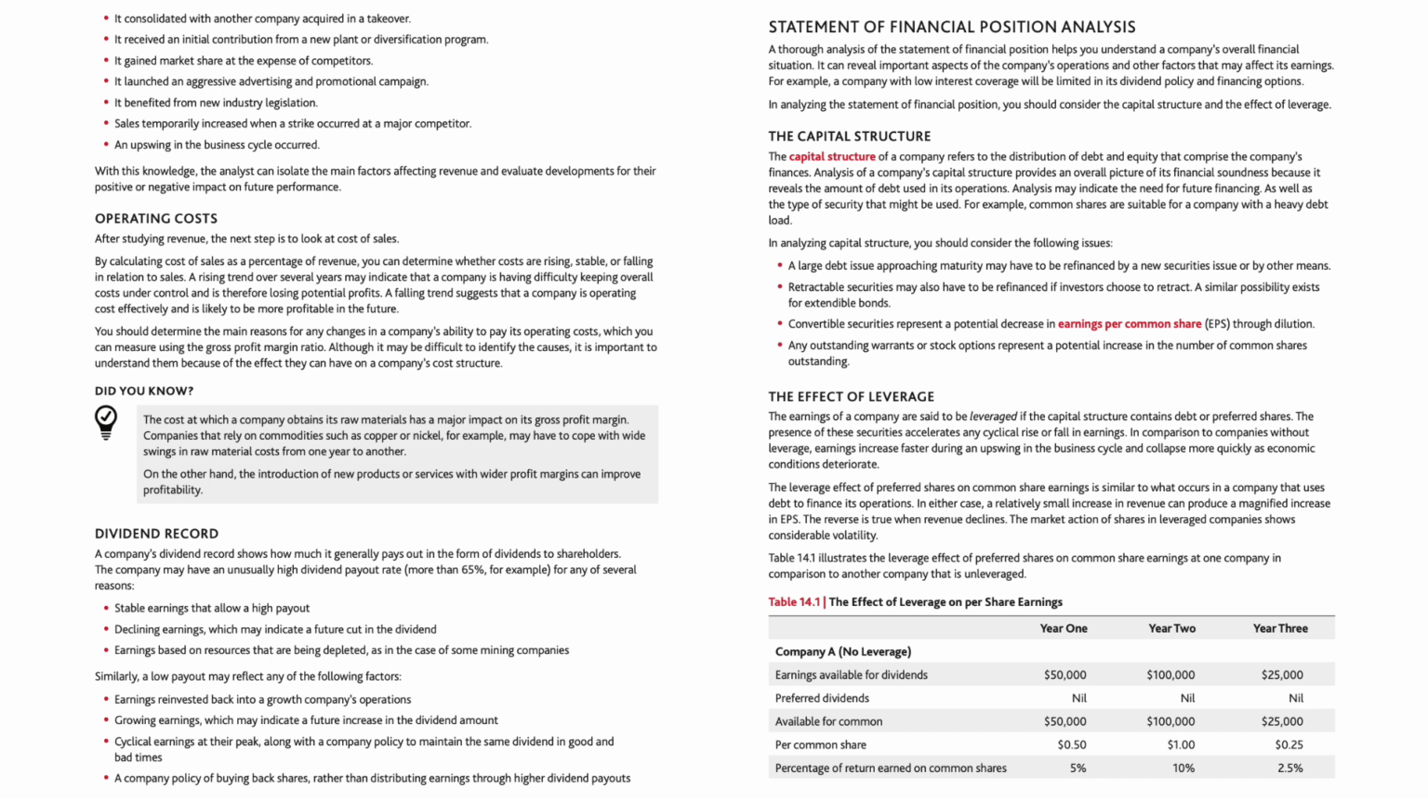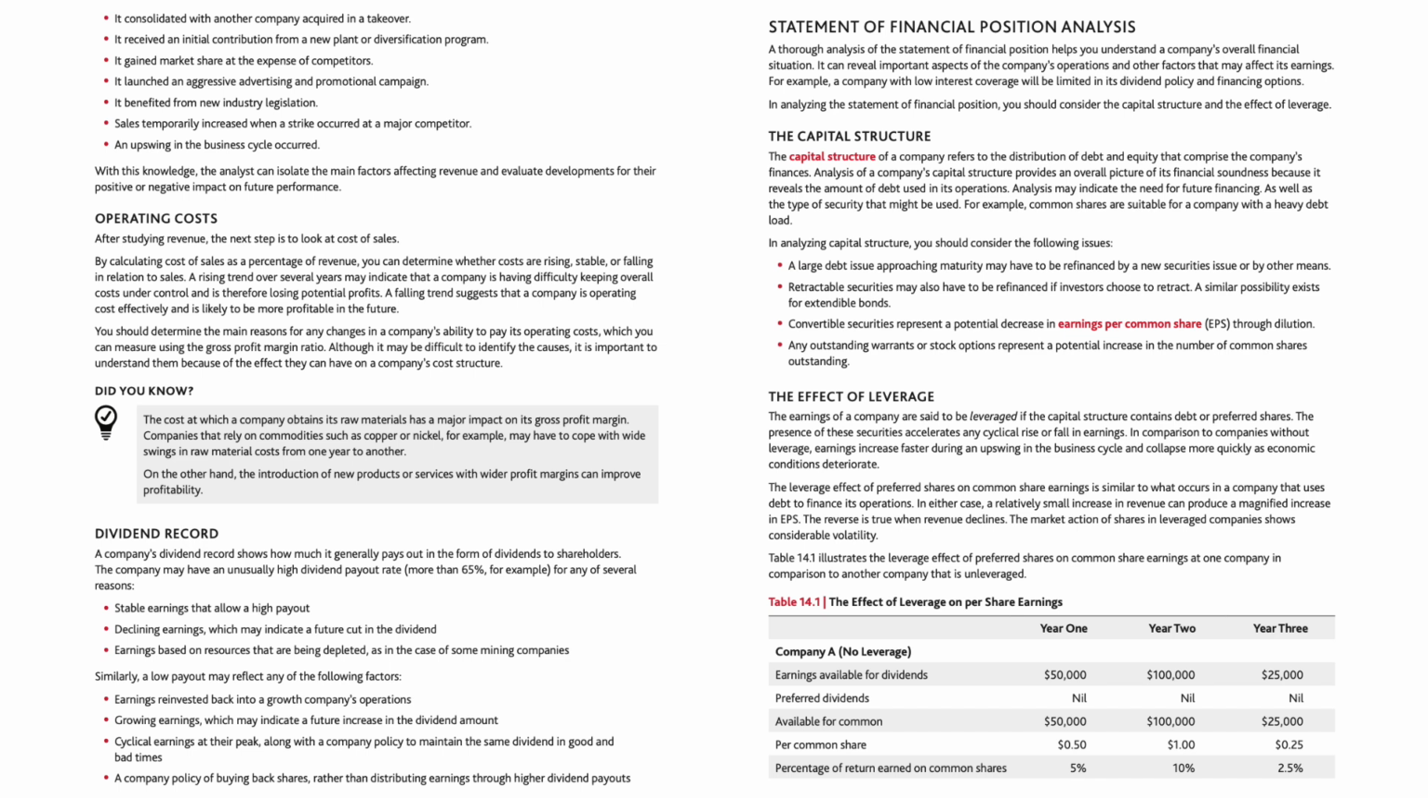In analyzing capital structure, you should consider the following issues. A large debt issue approaching maturity may have to be refinanced by a new securities issue or by other means. Retractable securities may also be refinanced if investors choose to retract. A similar possibility exists for extendable bonds. Convertible securities represent a potential decrease in earnings per common share, EPS, through dilution. Any outstanding warrants or stock options represent a potential increase in the number of common shares outstanding.